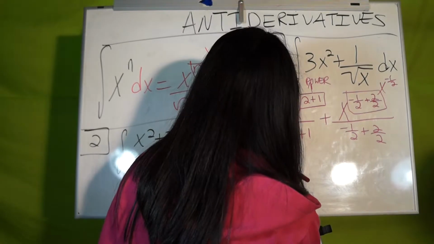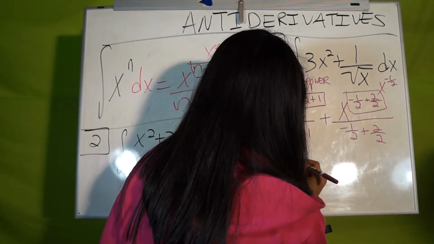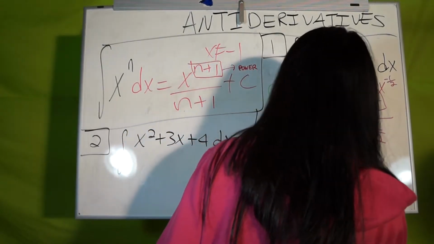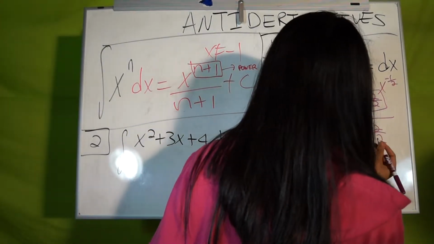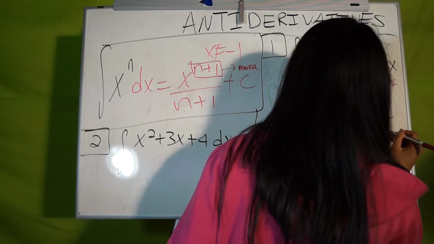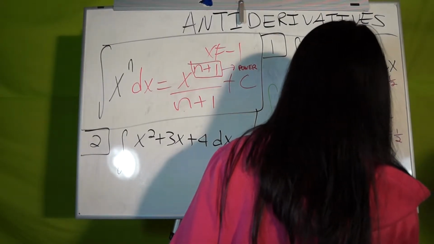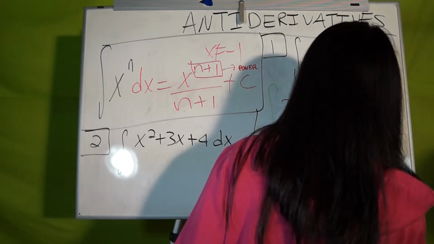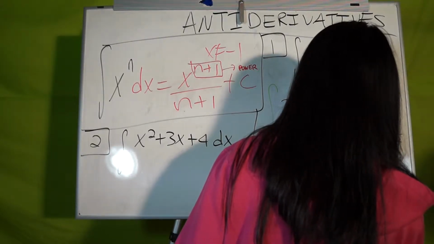So in the end, it'll equal 3x cubed over 3 plus, so it's just 1/2, so it'll be 2 over 1.